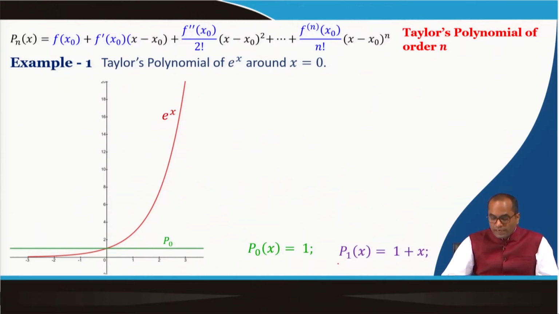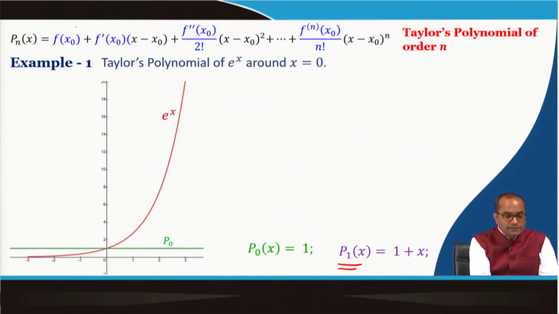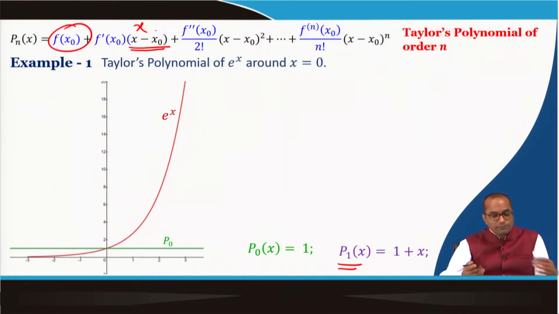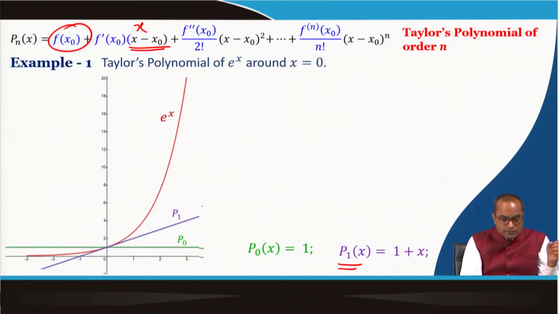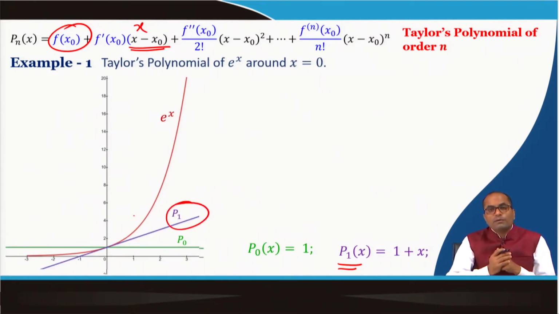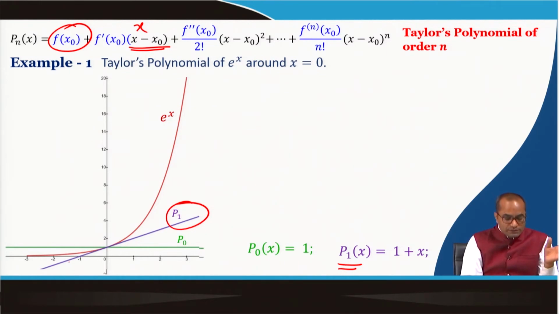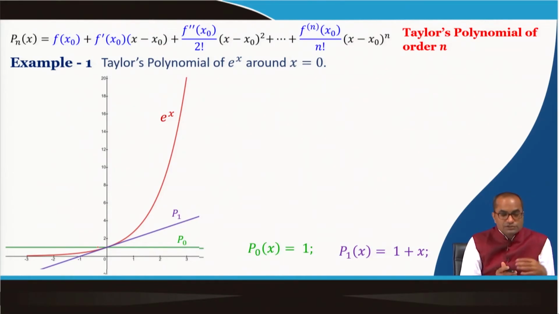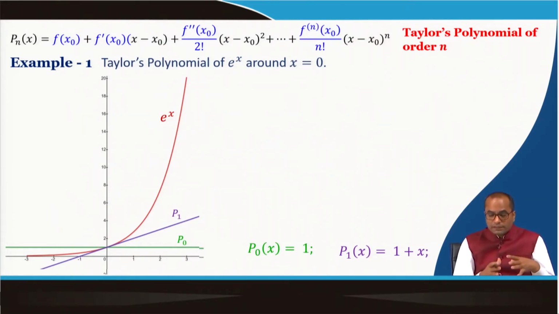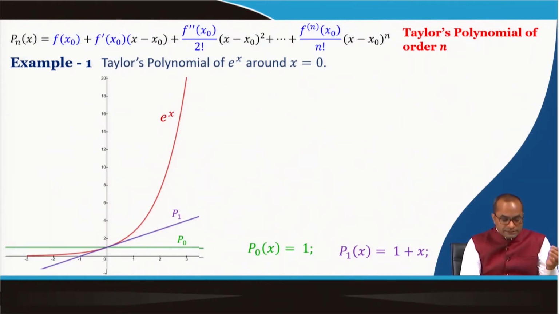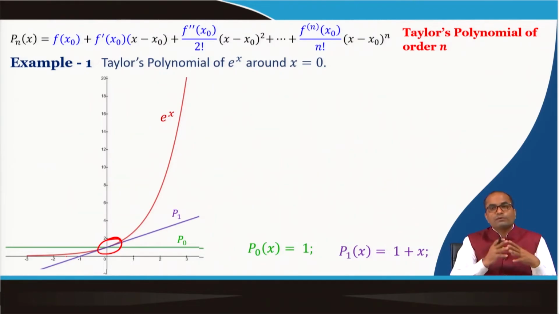But if we go to the higher order polynomial, so let's say P1(x), which is just 1 plus x, 1 will come from here and x from here. This is a first order polynomial P1(x). We do see that of course it will pass through that point itself as per the construction of the polynomial, but now the first order derivatives also match, and as a result we have some closeness in the neighborhood of that point.